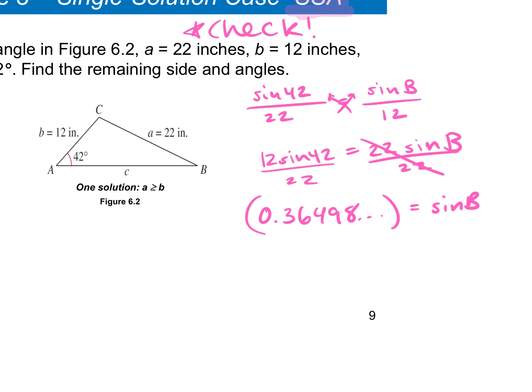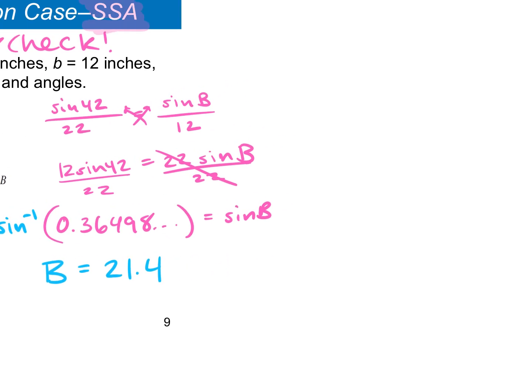Do the inverse sine: second sine, second answer in my calculator. So this gives us B is equal to 21.4. Because I didn't get an error in this step, I know that I'm going to have at least one triangle. So I'm going to draw my chart here: triangle 1, triangle 2. We always want to check for two triangles.